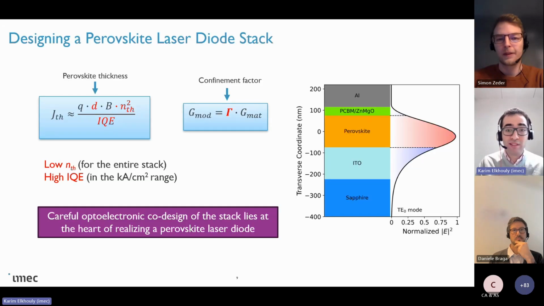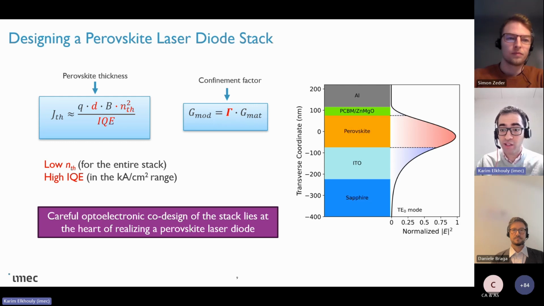So despite all these nice results, both on the LED and with optical pumping, we don't have, up to this point, a perovskite laser diode. Why is this? The problem is that designing a perovskite laser diode stack is a very complicated problem, which requires lots of trade-offs. This is a bit of a simplification, but it's captured in these two equations. So basically, you need to pump a certain number of carriers or current into your device to get your lasing. So this requires a certain thickness, a certain threshold of carriers, and the efficiency of the device. So you need to maximize the efficiency.